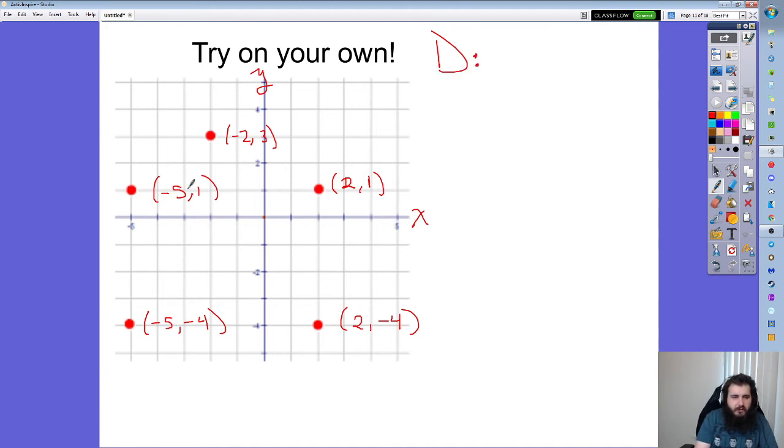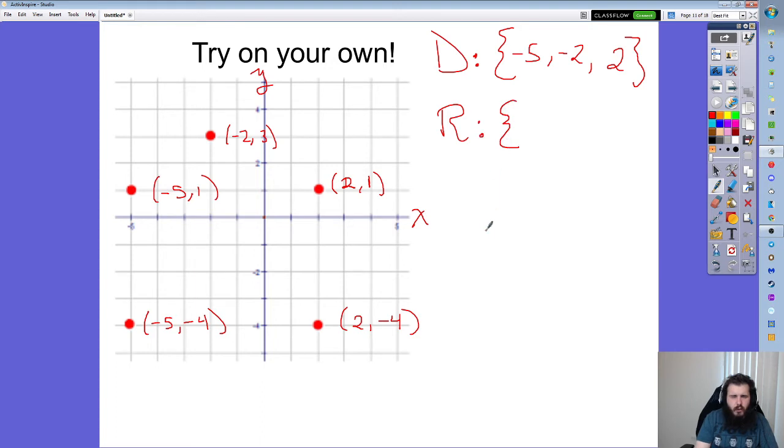So let's look. We've got -5. That's an x value. Next x value we see is -2. And then the next x value is 2. And those are the only 3 different x values that we see. So those are the only ones we're going to write down.